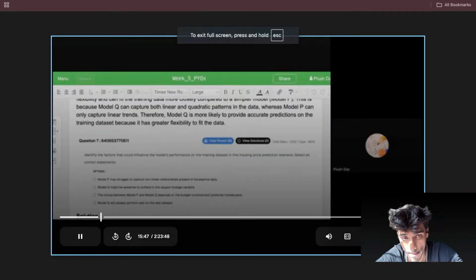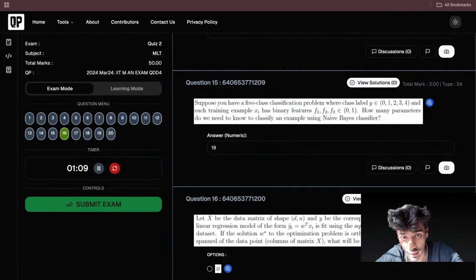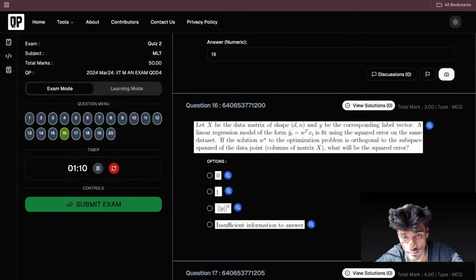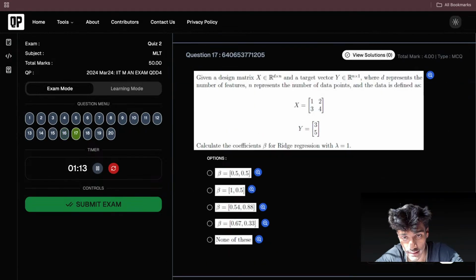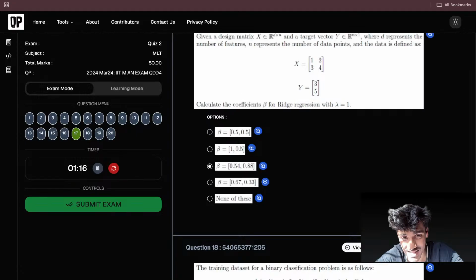Okay. Identify the factor that could influence the model performance on the training data set in this housing price prediction scenario. Select all correct statements. Model P may struggle to capture non-linear relationships present in the house price data. Second, model Q might be sensitive to outliers in the square footage variable. Okay.